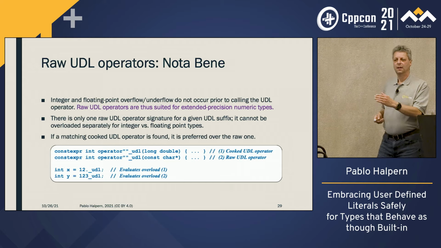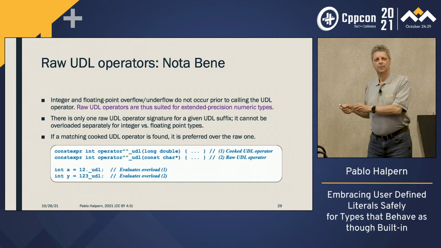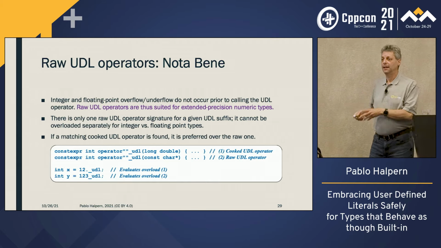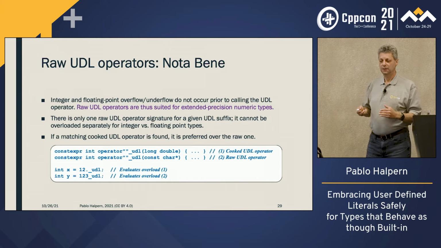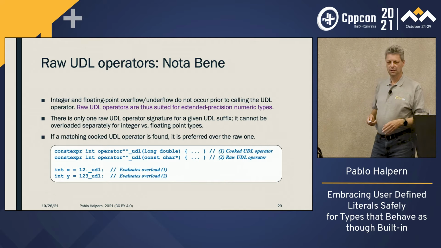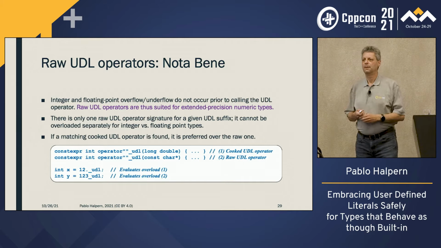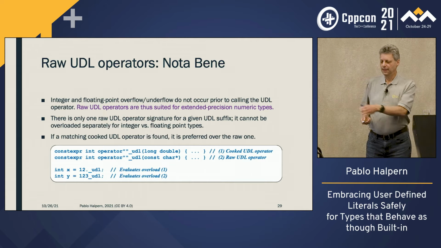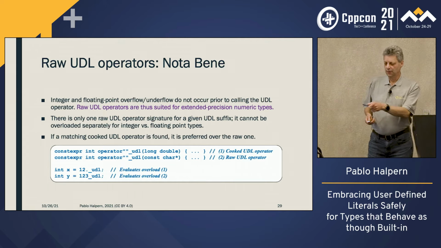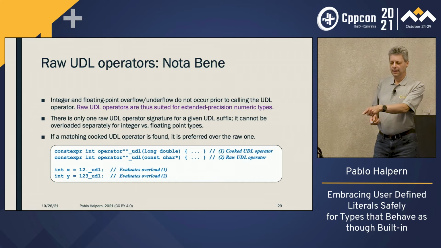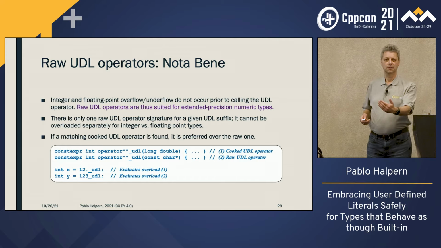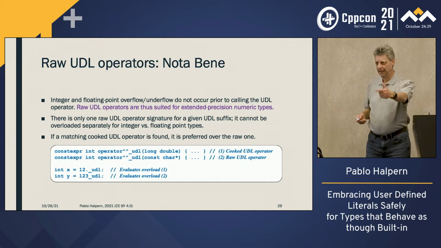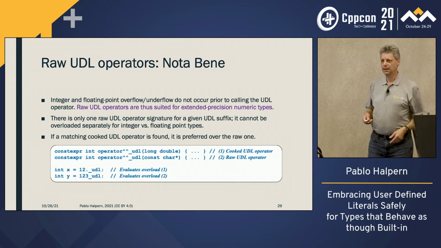If we have a cooked UDL operator and a raw UDL operator, and they are both in the same overload set, and they both match, the cooked one is preferred. Simple enough. So in this case, the cooked one is the second one, overload number 2, and we get that when we do 123_UDL because it doesn't match the floating point one. But the first one matches the floating point cooked UDL, and that's preferred.